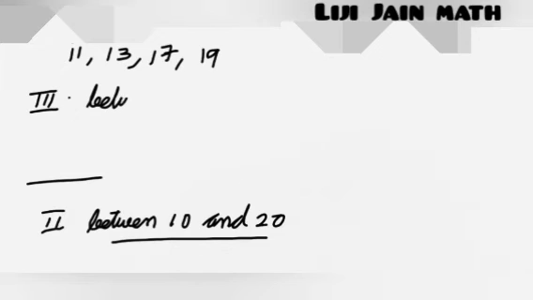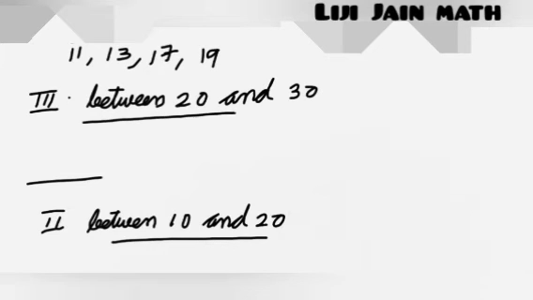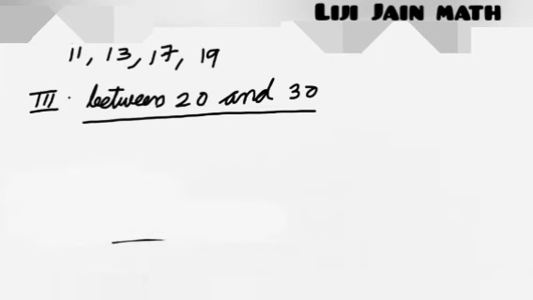Between 20 and 30. Which are the prime numbers between 20 and 30? Is 21 a prime number? No, 3 sevens are 21. 22? No, 2 elevens are 22. 23? Is 23 there in any of the tables? No. So 23 is a prime number. What about 24? 6 fours are 24, 2 twelves are 24, 8 threes are 24. Is it a prime number? Not at all. What about 25? 5 fives are 25, so not a prime number.